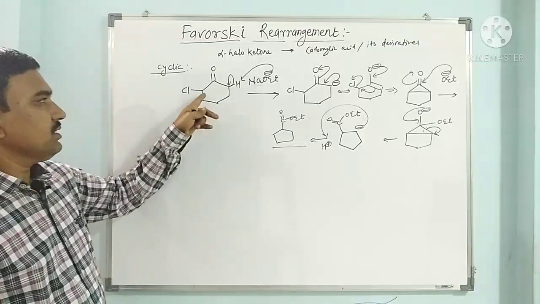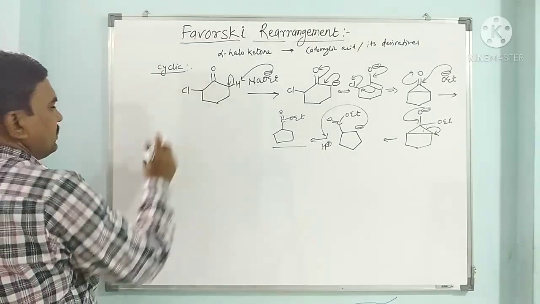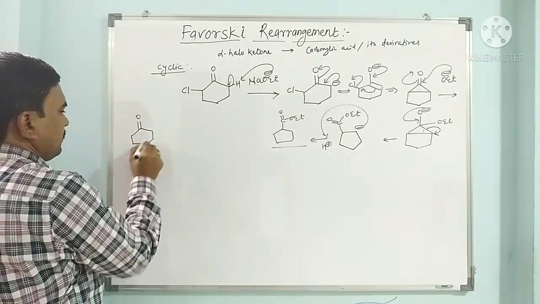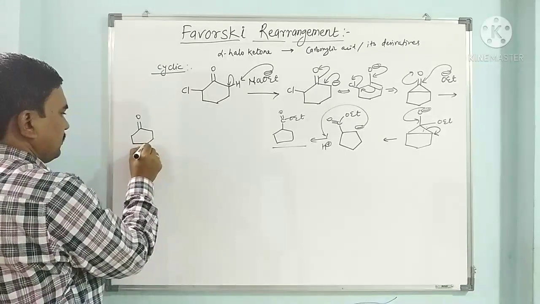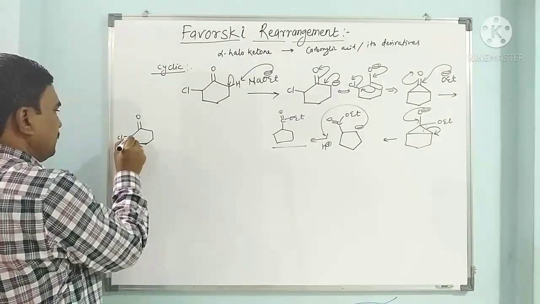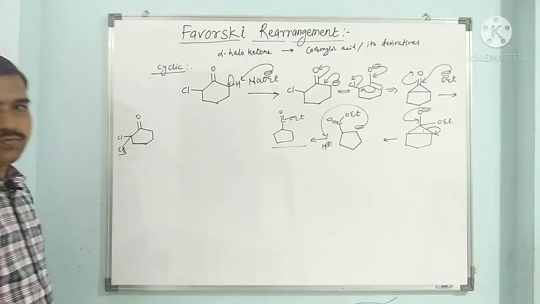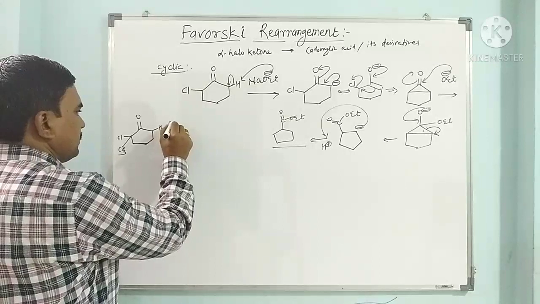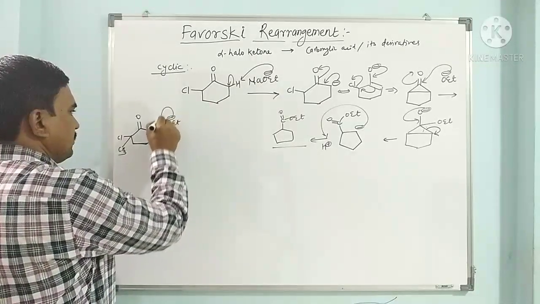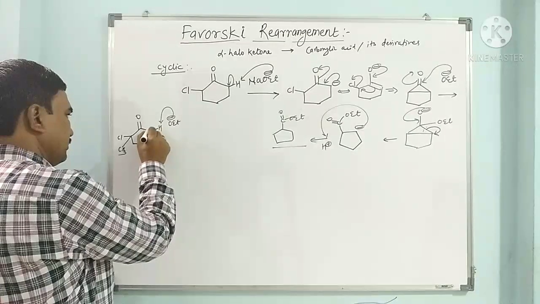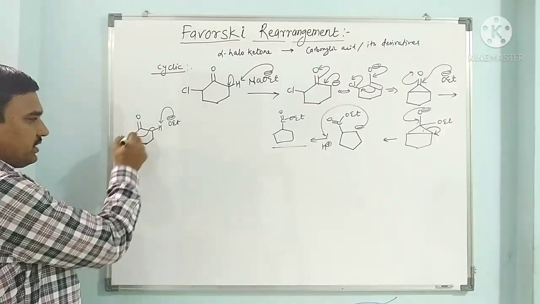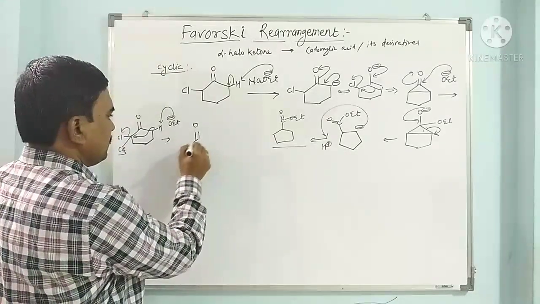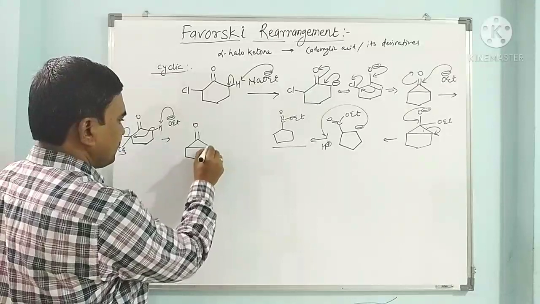In a cyclic compound, if instead of this hydrogen we have a methyl group, here we have Cl, but along with it we have a methyl group. So what will happen? This proton is taken by the base, this bond shifts, this carbanion attacks here and this Cl departs. Then we get this cyclopropanone derivative, the cyclopropanone intermediate.